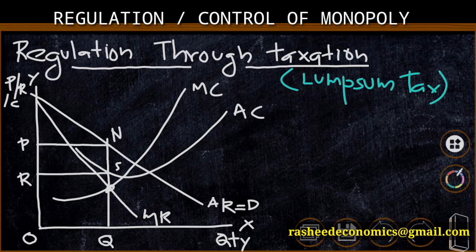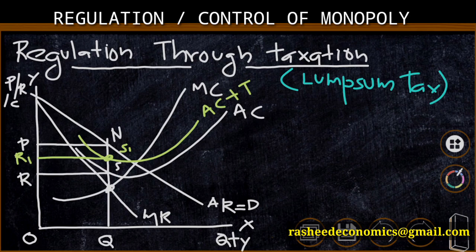When a lump sum tax is levied, this average cost curve will shift upwards. Therefore, the new average cost curve will be like this after the imposition of lump sum tax. This is the average cost plus tax. When this tax is imposed, the abnormal profit level of the monopolist declines to PNS1R1. Initially, the profit was PNSR, the big area.